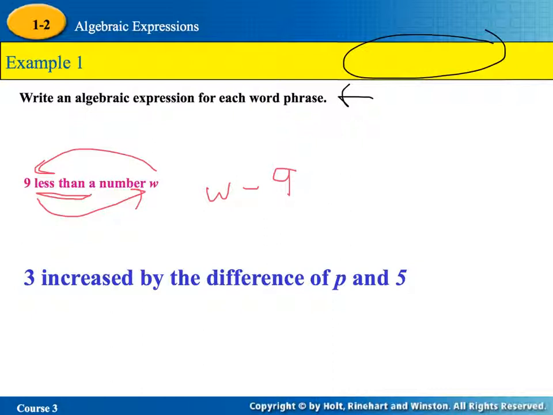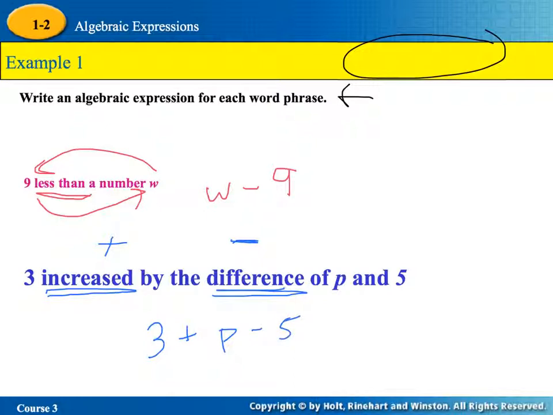So if I look at this, there's a couple of things happening here. Increased by, and we also have difference. Okay, what are we going to use for increased by? Plus. What are we going to use for difference? Minus. Absolutely. Okay, so if I looked at this, I would take 3 increased by the difference of p and 5. So I'd have 3 plus p minus 5.